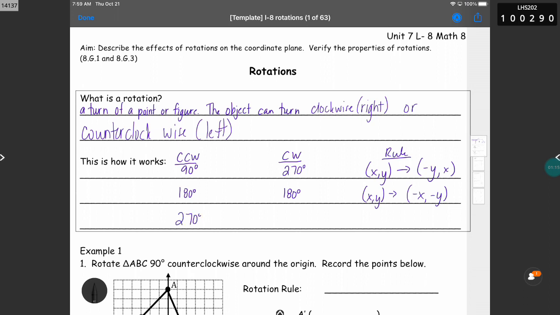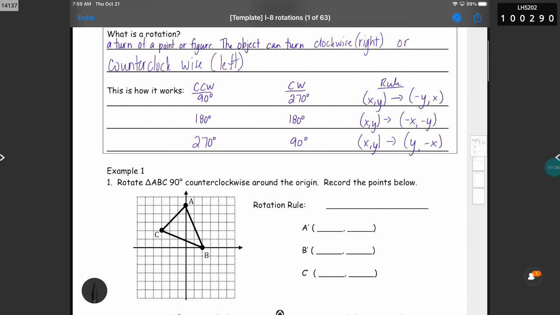270 degrees counterclockwise is the same as 90 degrees clockwise. That's going to be X, Y rotates and becomes Y and opposite X. So those are the three rules that you would have to remember. Okay? Those are the three rules you would have to remember.